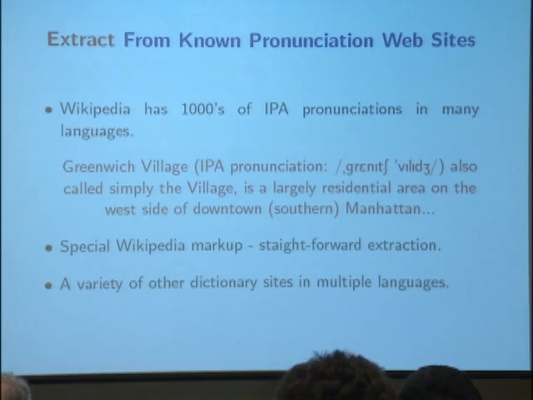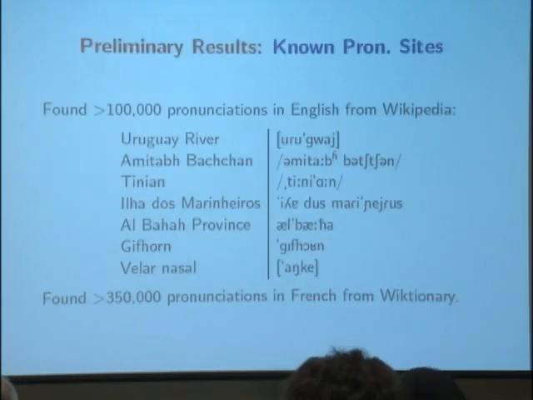It's reasonably easy to extract these kinds of cases, as I mentioned before. Wikipedia has a particular markup which is easy to detect. They tend to use fairly clean IPA for the most part. In addition to Wikipedia, there are also dictionary sites for lots of other languages that one can extract this kind of data from.